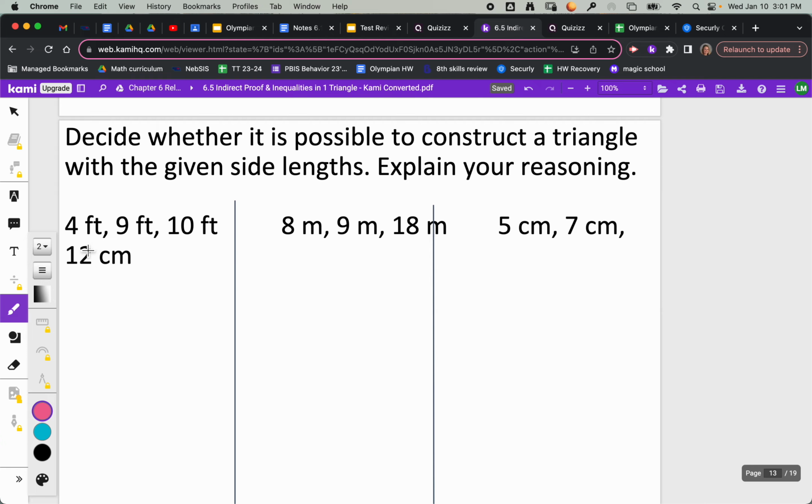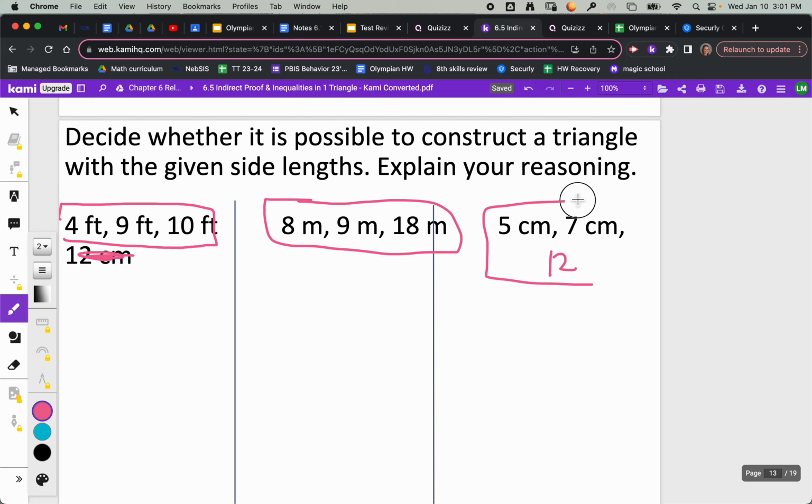Okay, the last little bit, decide whether it's possible to construct a triangle with the given side lengths. All of my formatting was off here. So the first one is 4, 9, and 10. The second one is 8, 9, and 18. And then the third one is 5, 7, and 12. Okay? Add together and show all possibilities.